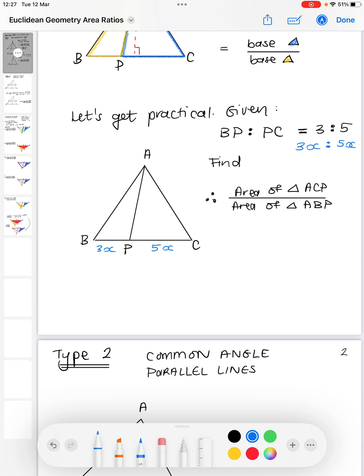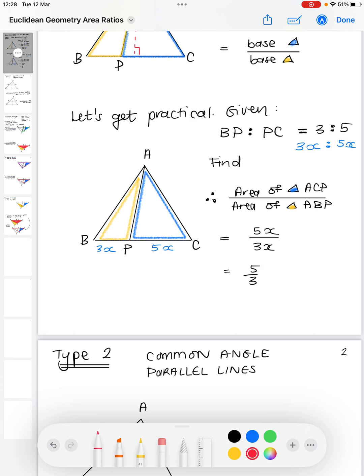If they want you to find the area of triangle ACP over ABP, let's use different colors again. So let's say ACP is my blue triangle. I want that ratio over my yellow triangle, which is ABP, the same as what we did before. It now changes to the following. We can say that the blue triangle has a base of 5x, the yellow triangle has a base of 3x, and that simplifies to 5 over 3.